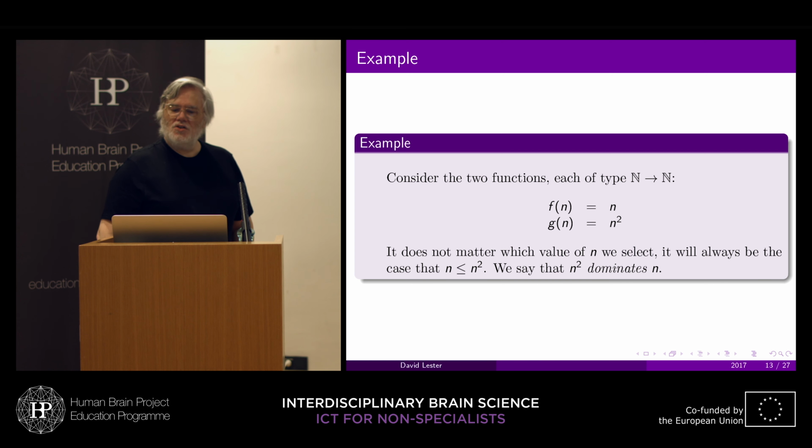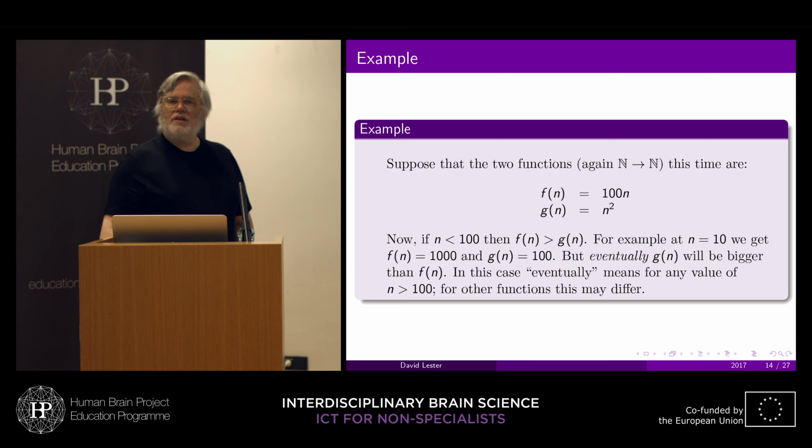So let's consider two functions, both taking natural numbers to natural numbers. The first, f of n, is the identity function. It takes a natural number, and that's the answer you get. The second function is g, the quadratic function, which takes a value n and squares it. It doesn't matter which value of n we select, g will always be bigger than f, because n is always less than or equal to n squared. So we can say that n squared dominates n. It's bigger than it.